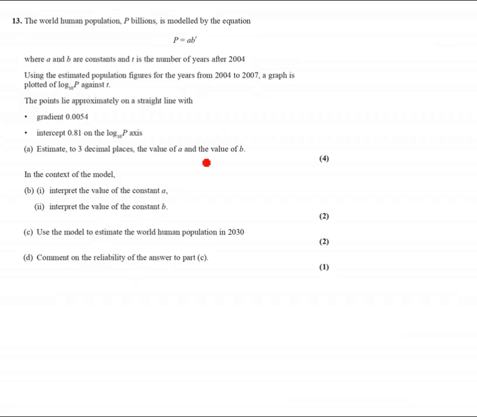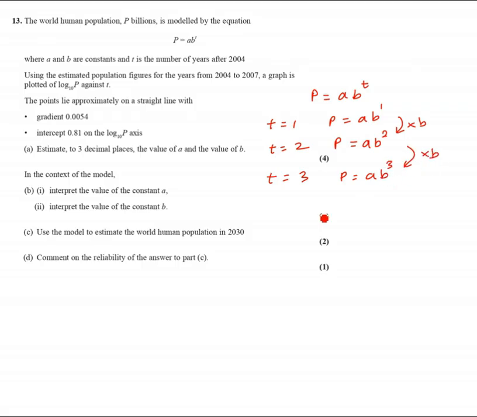Okay, now interpret the value of the constant b. When t is 1, p is ab to the power 1, and when t is 2, p is ab squared. We are checking at the end of each year, not a continuous function. So that means we have multiplied by b, and when you put t equals 3, p becomes ab cubed, which is again multiplied by b. So you can say that b is the yearly scale factor for the population. Every year the population is scaled by this factor b.